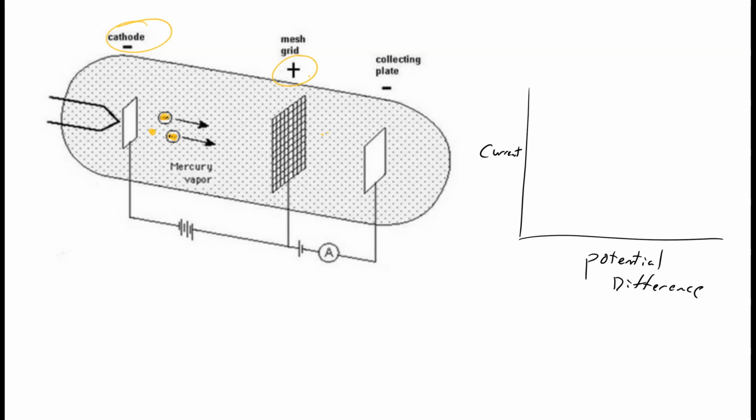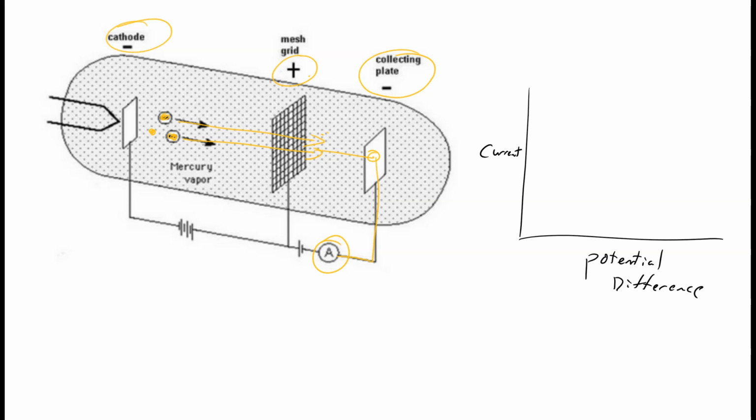So we've got a mesh grid, which means most of the electrons should be able to make it through. And not only do they make it through, they're going to accelerate towards the plate. They're going to be going so fast that even though the collecting plate here is negative, there's not going to be enough room for it to slow down. And as a result, the electrons are going to hit this plate and then flow down into the wire and then be picked up by this ammeter here.